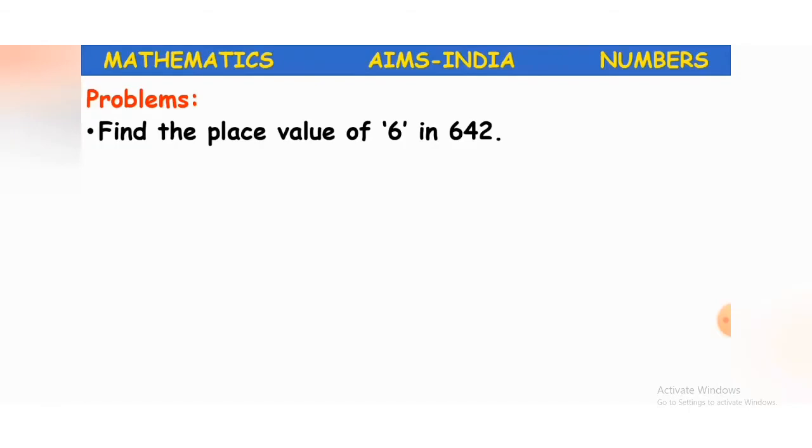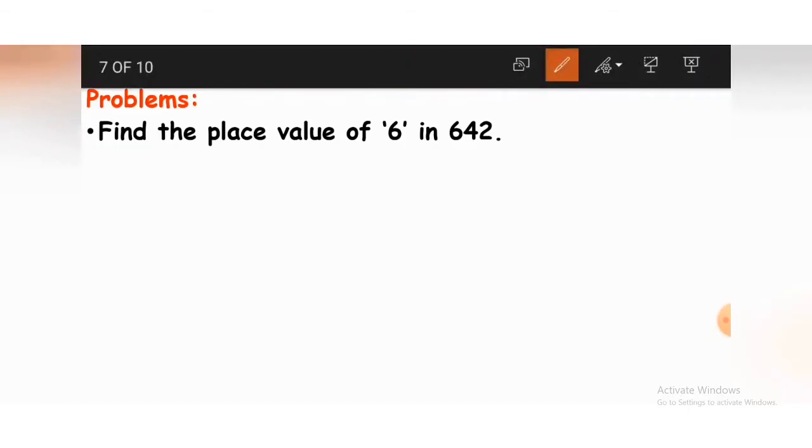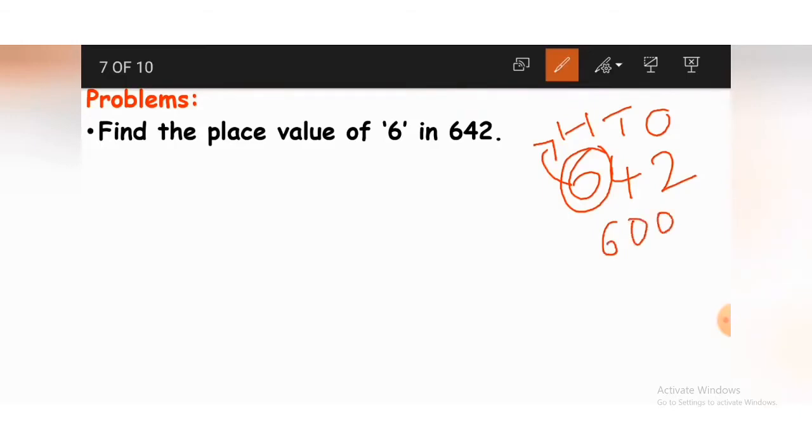Solving, everybody, what is the first step to find out the place value? First write the places on top of the number, starting from ones, tens and hundreds. In the question they are asking us to find out the place value of 6, which is in hundreds place. So the place value will be 600. The correct answer is 600. So whoever has got the correct answer, please clap for yourselves.